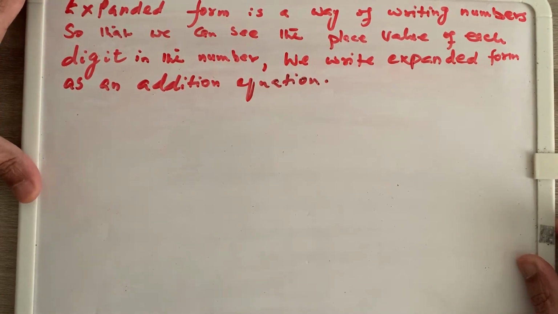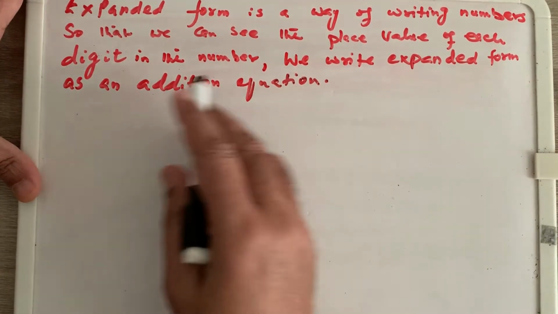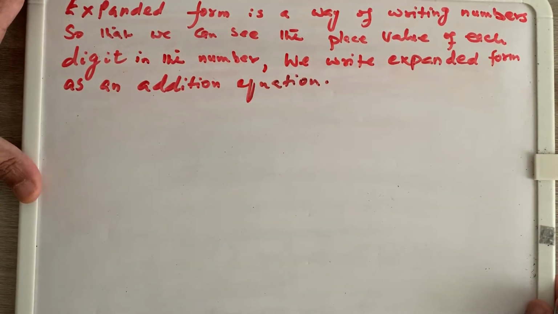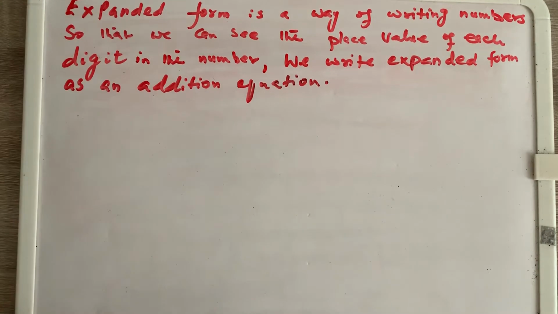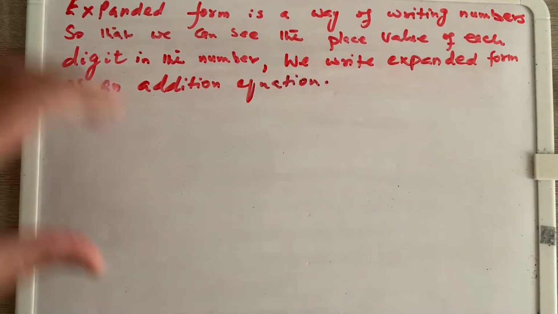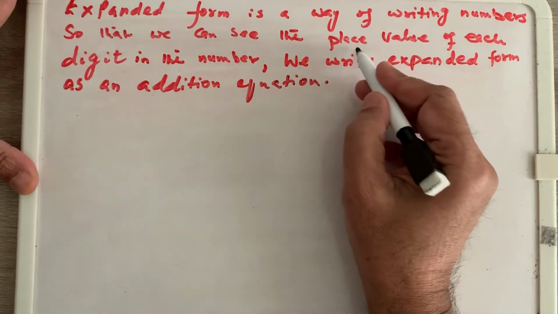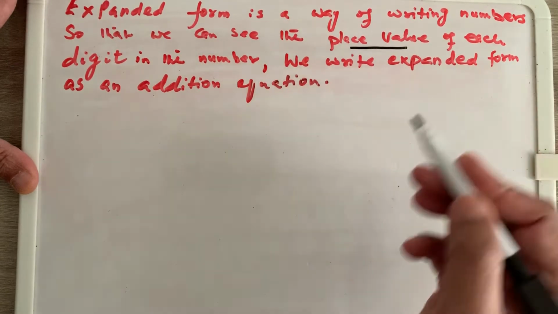So somebody has asked me about the expanded form. So how to write an expanded form, right? It's a very basic question in math. We say that we write numbers so that we can see the place value. First of all, we need to understand what the place value is.